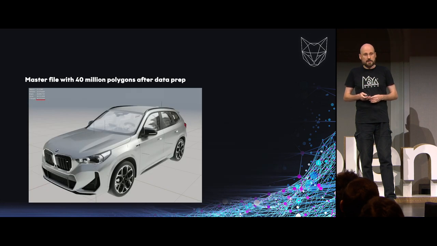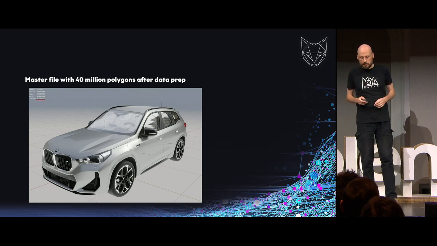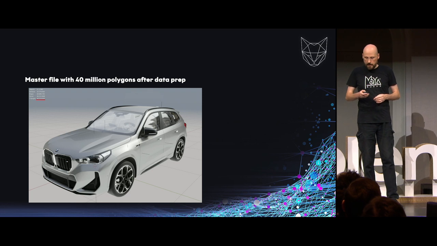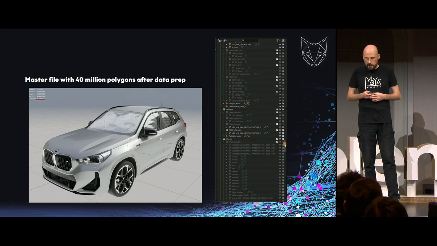And then, once the data prep has been done, we have a master file with only 40 million polygons after data prep, and it looks nice and pristine. And the structure kind of looks like this.